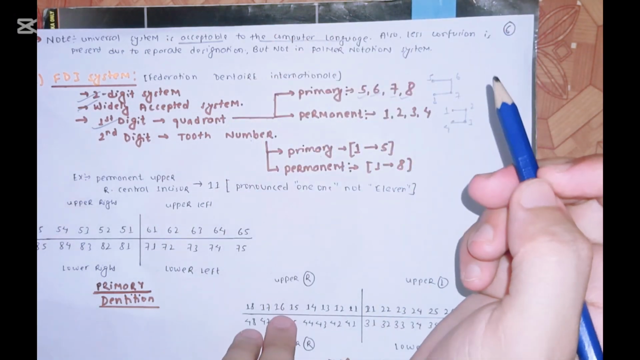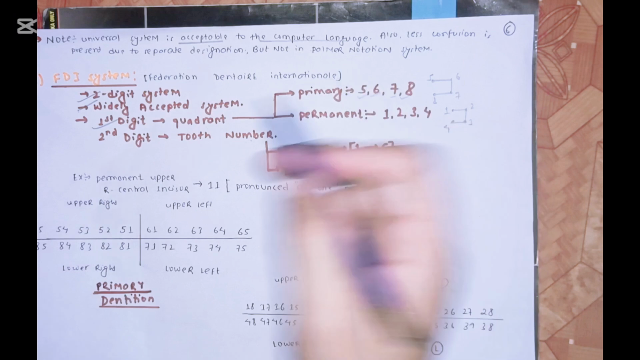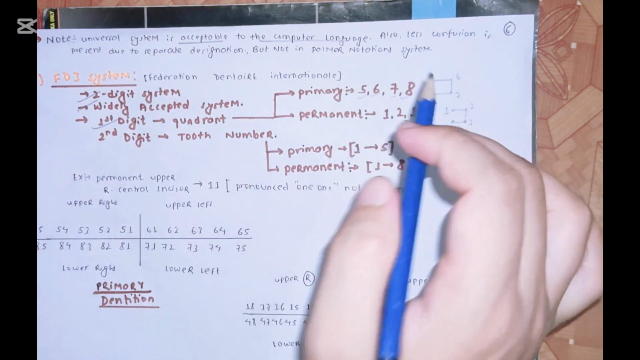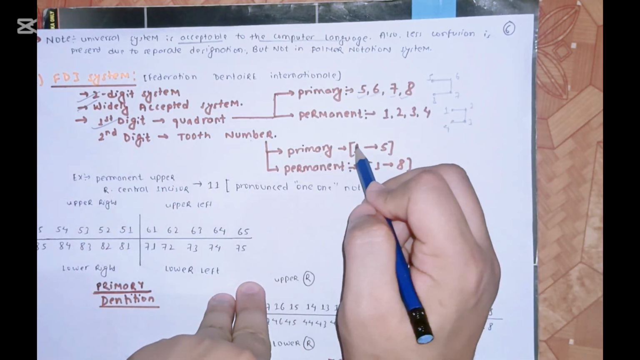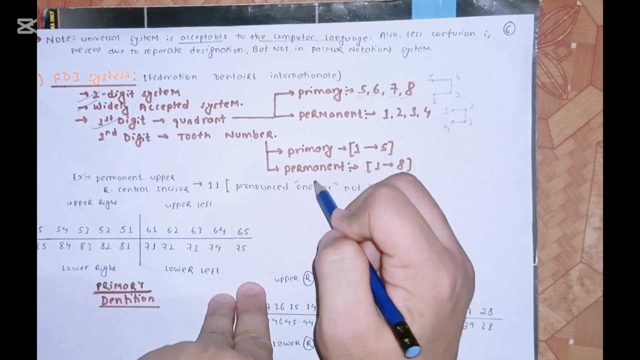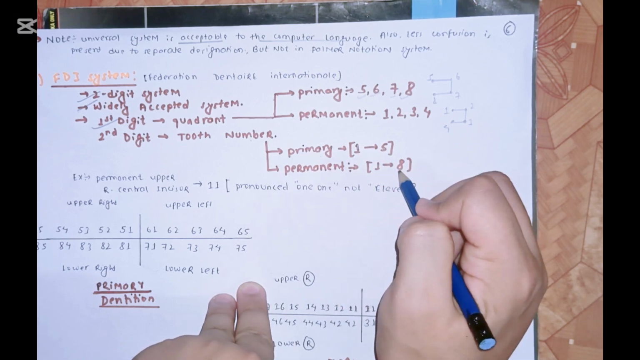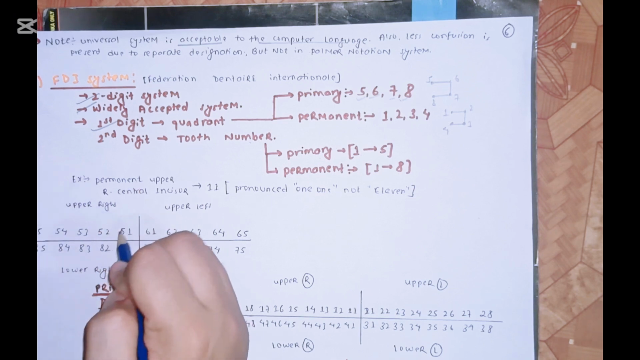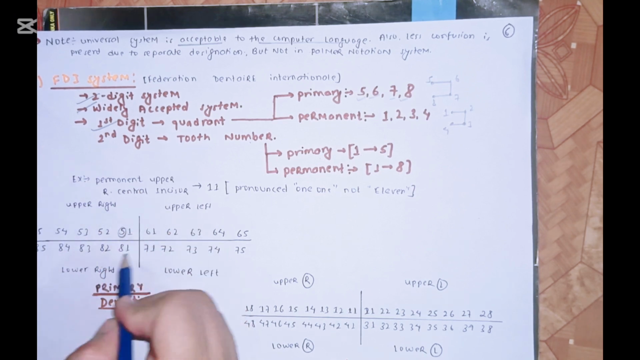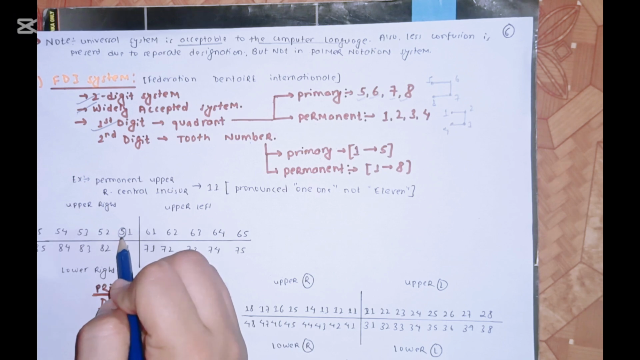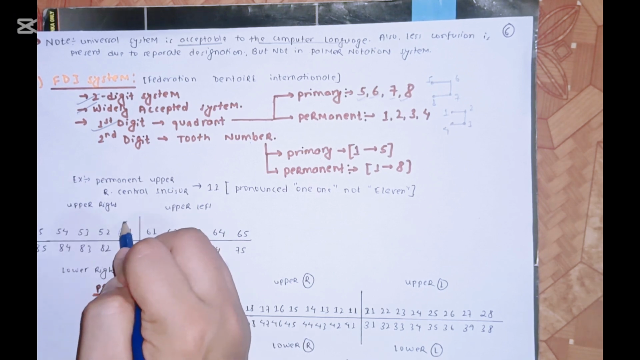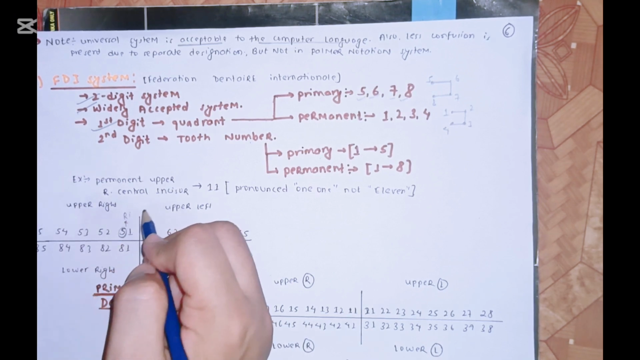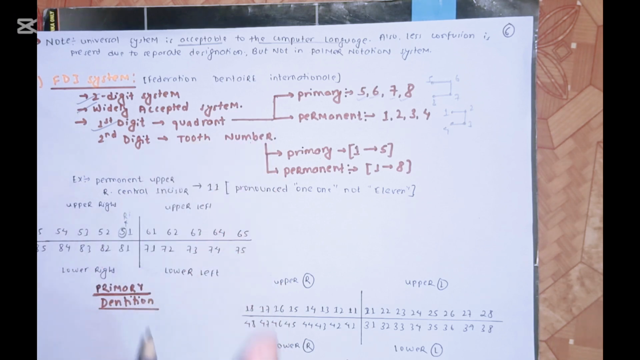Similarly, the second digit represents the tooth number. In primary dentition it goes from 1 to 5, and in permanent dentition it goes from 1 to 8. I have drawn it in the figure. After looking at the first digit we can say it is the numbering system of the primary dentition. So 5-1 means it is the right primary maxillary central incisor.